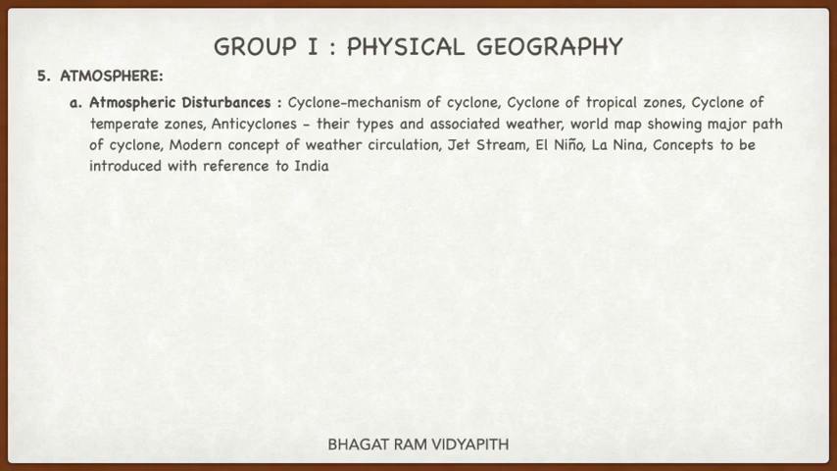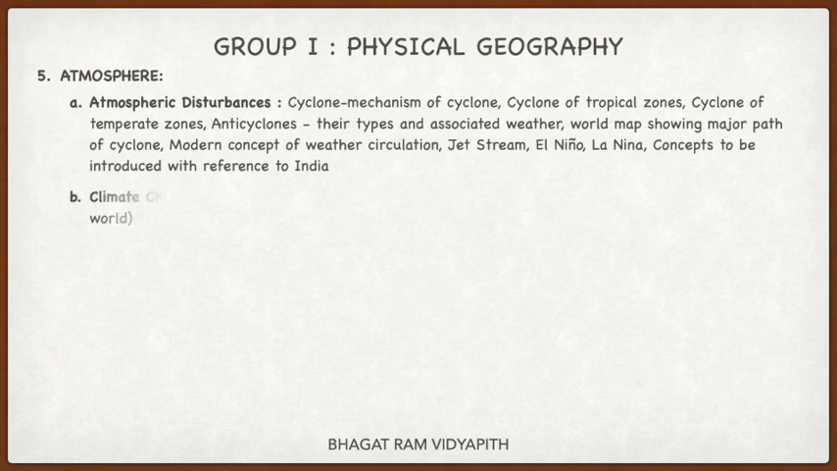Atmospheric disturbance will include cyclone, the mechanism of cyclone, cyclone of tropical zones, cyclone of temperate zones, anticyclones, their types and associated weather. We will also have a map of the world that shows major paths of cyclones. It will also cover the modern concept of weather circulation, jet stream, El Nino, La Nina, and these concepts have to be discussed with special reference to India.